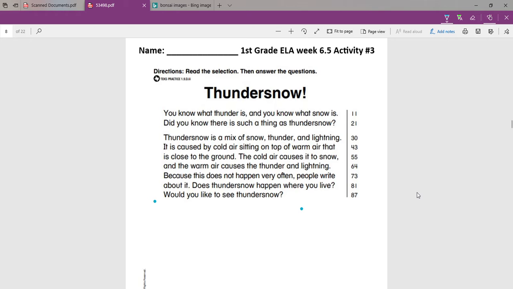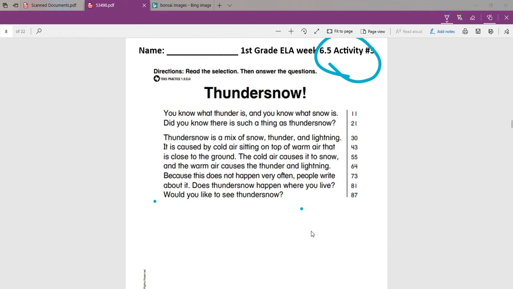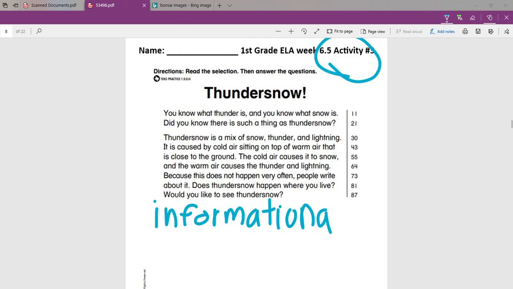Who's ready for activity number three? This one is a short story. It's a short selection, and this one is called Thundersnow. And it is an informational text. I'm going to write that big word right here. Informational text. Ooh, long word. Informational text. And this is an informational text because it is giving us real information.